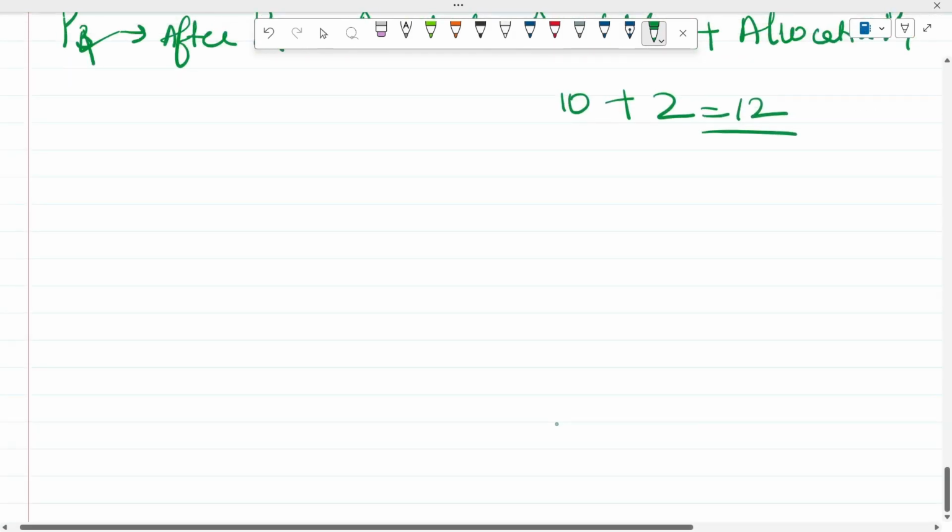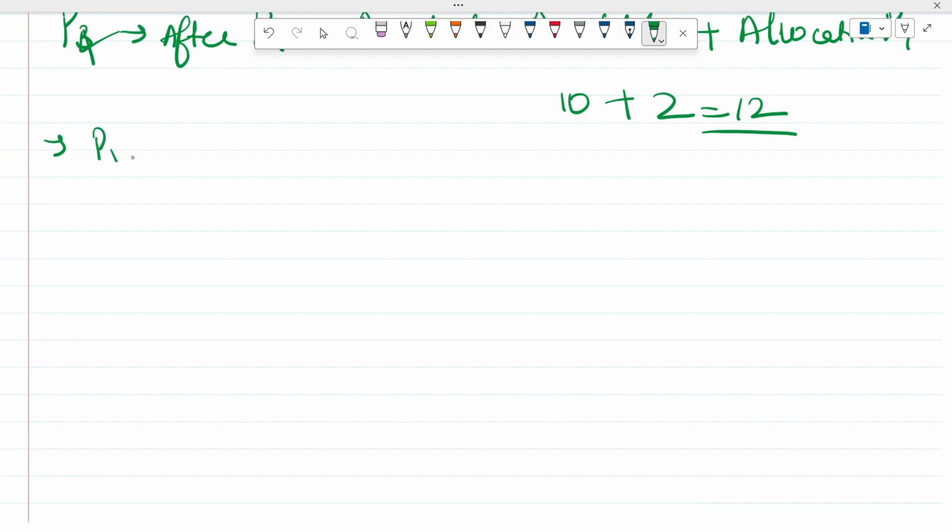Now, the important thing is, from a GATE point of view, the question asks what is the safe sequence. The options are P1, P2, P3, and P4.